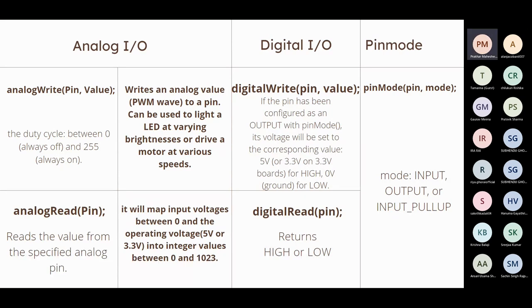In case of analogRead, it depends on the logic level of the development board. In case of Arduino Uno, that's 5 volts. So we just give the pin, which can be A0, A1, A2, A3, up to A5. So this is how we read the analog signal through this command.